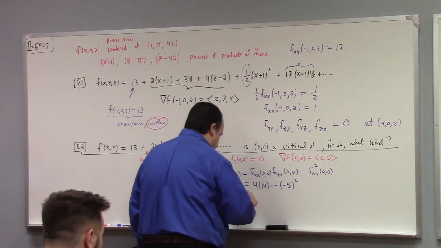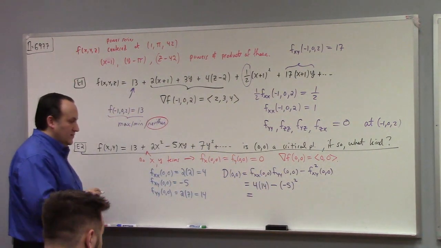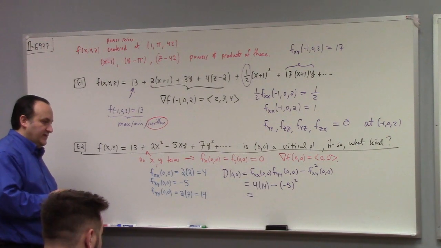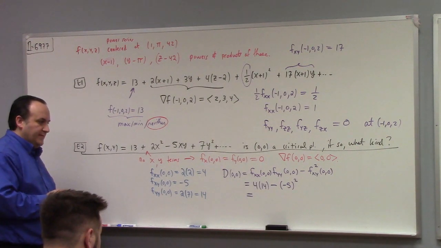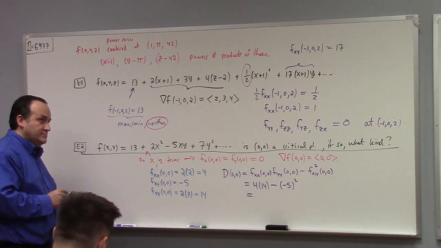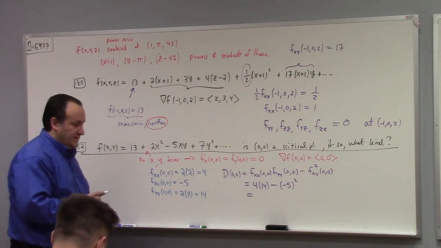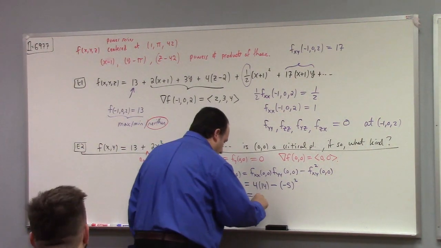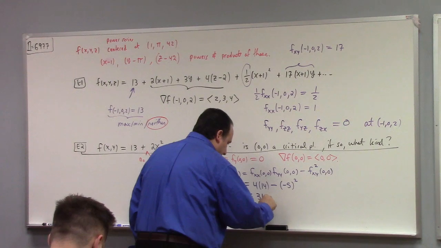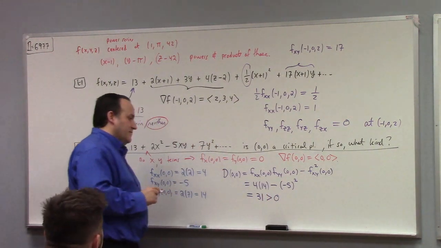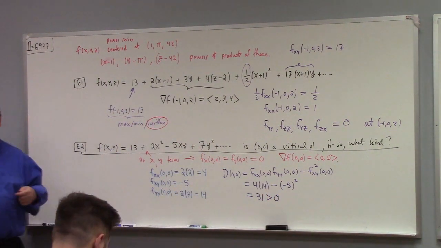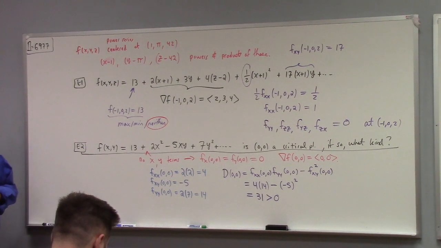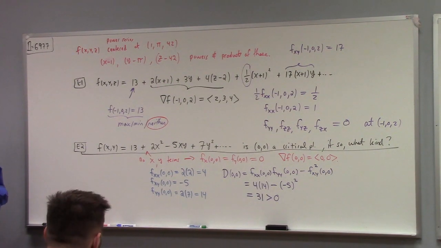So what do we got here? What's 4 times 14? 56 minus 25. Is that 31? I think it's 31, right? That is greater than 0. What does that tell us? That tells us the second derivative test applies. And so is it a max or a min?